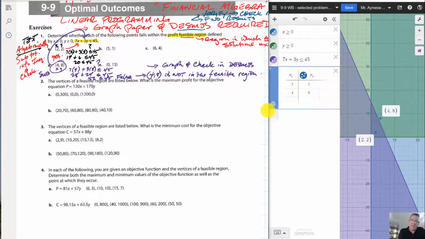So let me go back and state that. This is a true statement here, and that tells me that 2 comma 2 is inside the feasible region. And the graph shows that. So a false statement, like in part D here, because I tested 4 comma 8, that's outside the feasible region because it does not satisfy the inequality. So you can do it algebraically using arithmetic, or you can test it graphically using Desmos or a piece of graph paper.